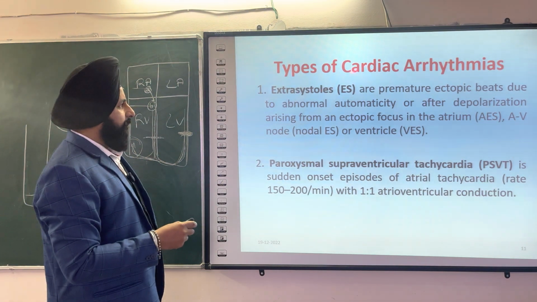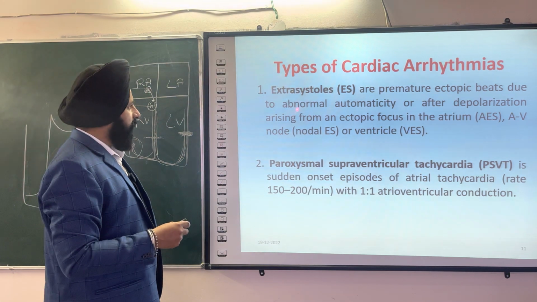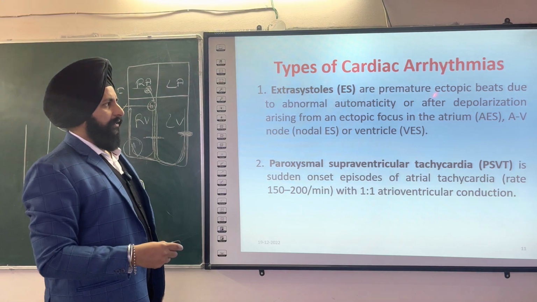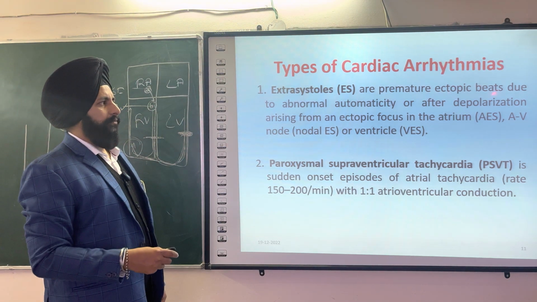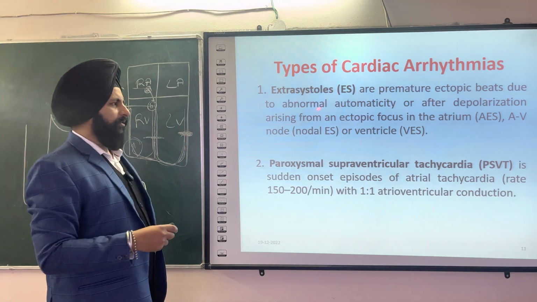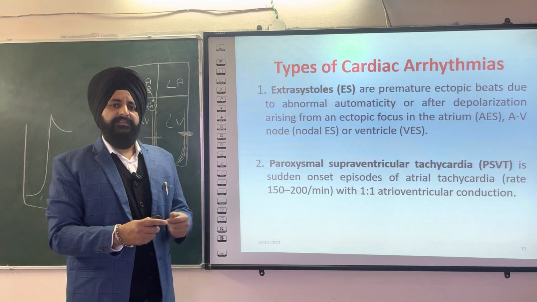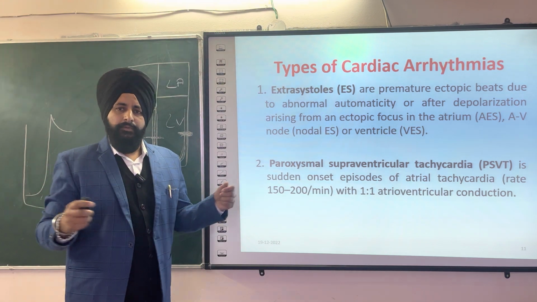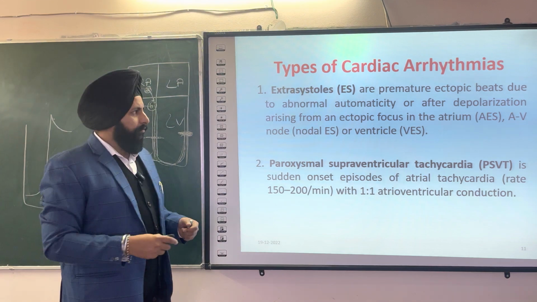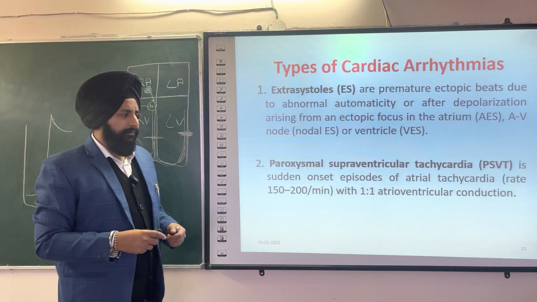Now, this is a type of cardiac arrhythmia. So, how many types of cardiac arrhythmia will I discuss with you? Extrasystoles. So, what is an extrasystole? Whenever there is a premature ectopic beat due to abnormal automaticity. Now, extrasystole means extra contraction. So, why is there an extra contraction? This is due to overactivity of the SA node or the AV node. So, this is also called ectopic extrasystole.